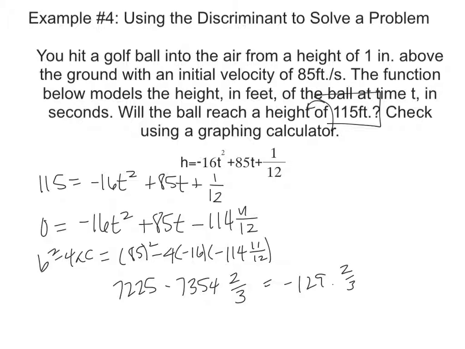Really I didn't even need to solve that, because I would have clearly been able to see from the last step that our answer was going to be negative. Since it is negative, we're not going to have any solutions. If we're not going to have any solutions, that means the ball will not reach a height of 115. So no.